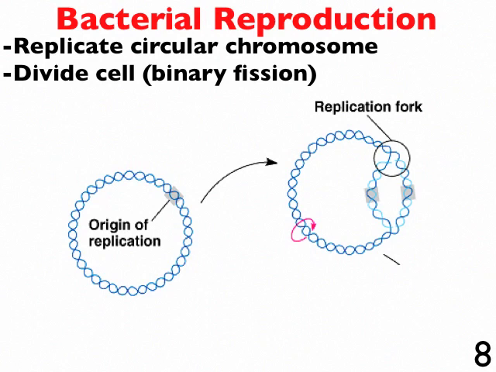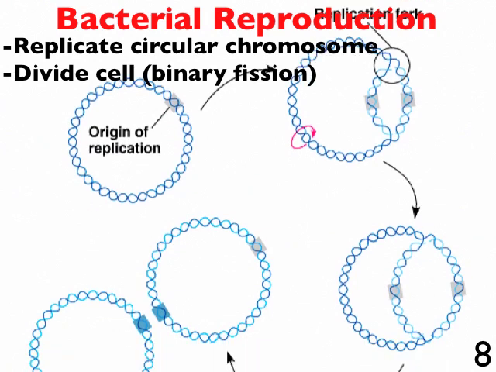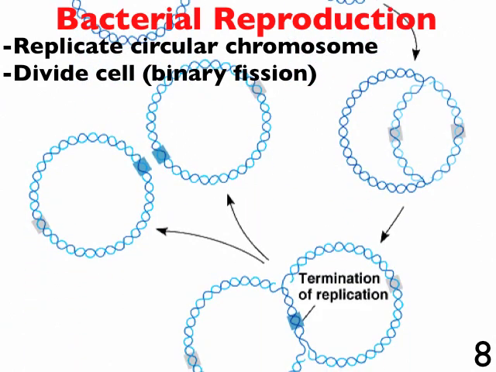Now you get replication in both directions, both clockwise and counterclockwise from the origin of replication, and we get a termination of replication site exactly halfway around that circle. That circular chromosome is being duplicated to make two interlocking circles. When you get to the termination of replication, they separate, and then you can do anaphase and telophase in bacteria just as you would in eukaryotes.